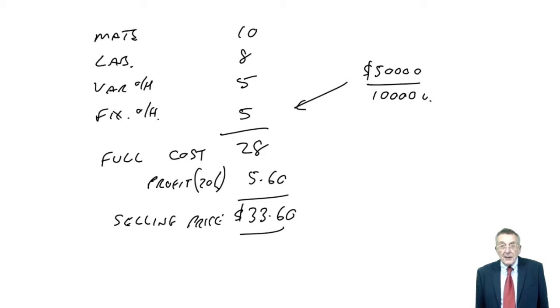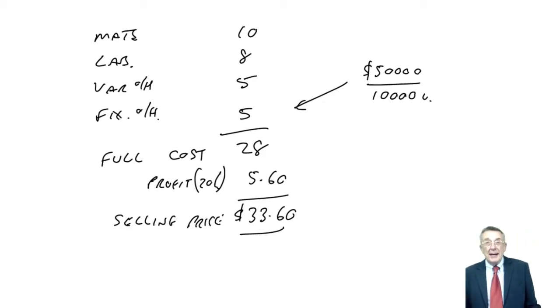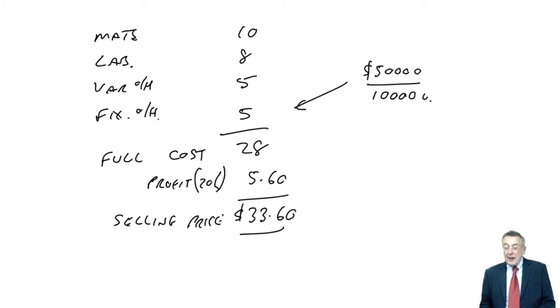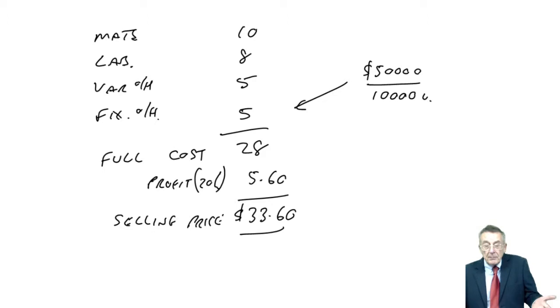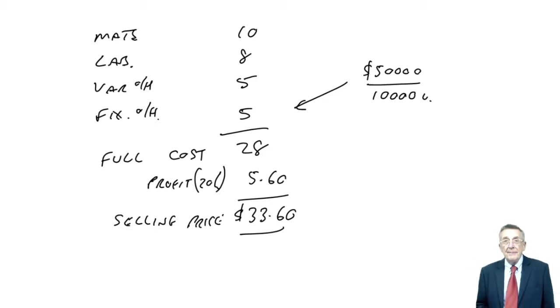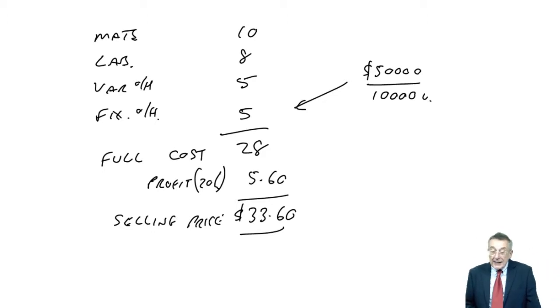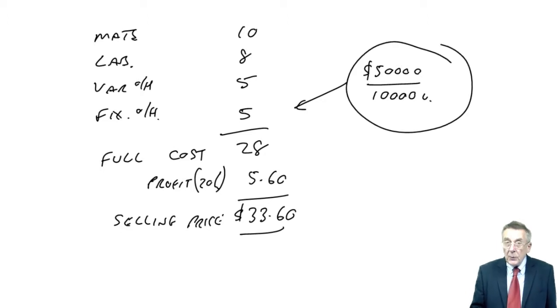However, the downside, first of all, we've completely ignored competitors. If competitors are selling at $30, then of course it may be impossible to sell at $33.60. But secondly, this business of absorbing, we've assumed we'll produce 10,000 units.